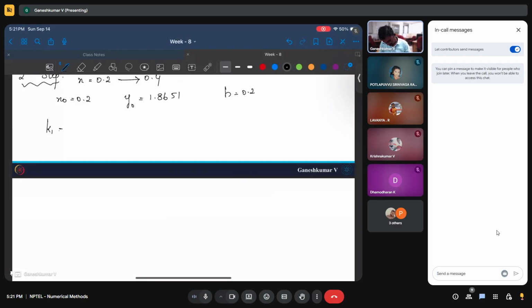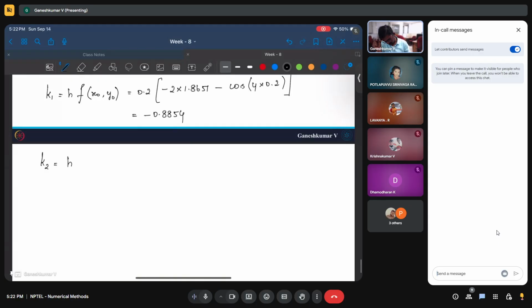Okay, now let's evaluate k1. K1 is h times f of x naught, y naught, which is 0.2 times minus 2 into 1.8651 minus cos of 4 into 0.2. Okay, and this will come out to be minus 0.8854.